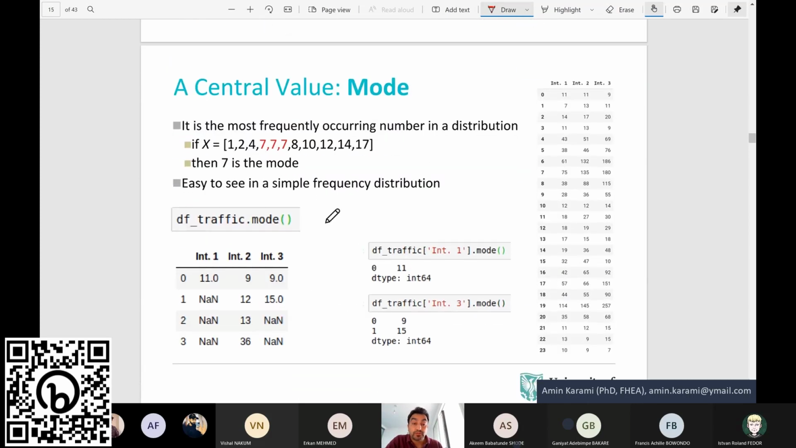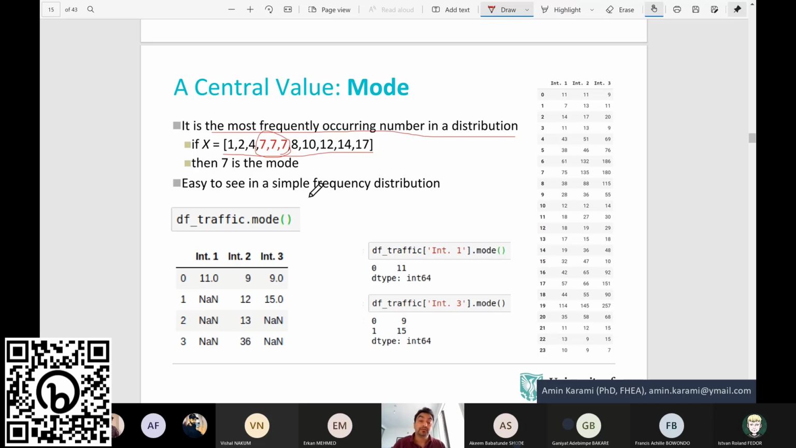And mode. Mode is the most frequently occurring number in a distribution. So what does it mean? It means if we have these values, right, it's going to find out the most frequently occurring number. Here we have 3, 7. Can you see that? There are 3 numbers with 7. So 7 is the mode.